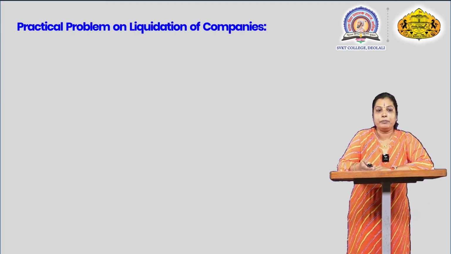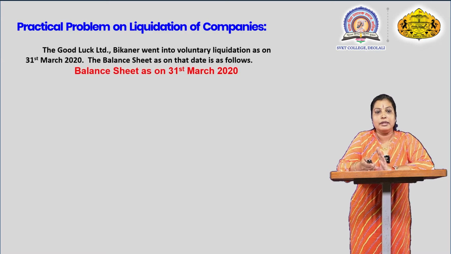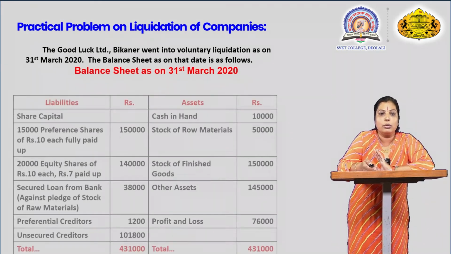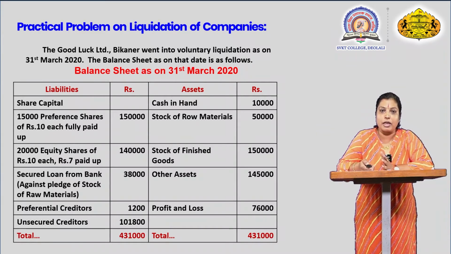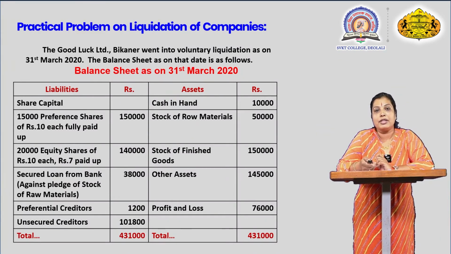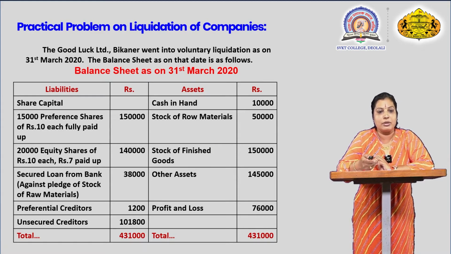This is the practical problem. Now we will come to the actual practical problem on liquidation of companies. Goodluck Limited, Bikaner, went into liquidation as on 31st March 2020, and the balance sheet as on that date is given in this format: liabilities, assets, rupees.